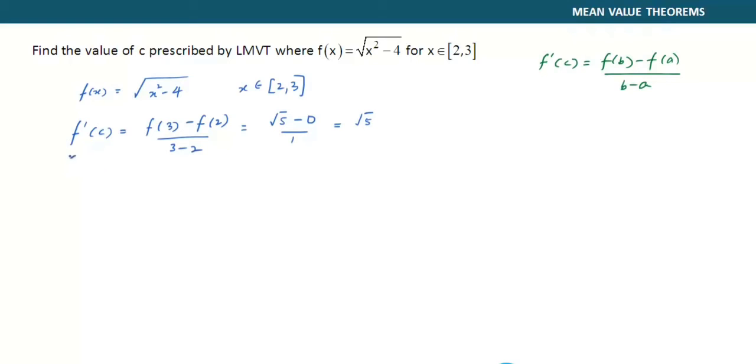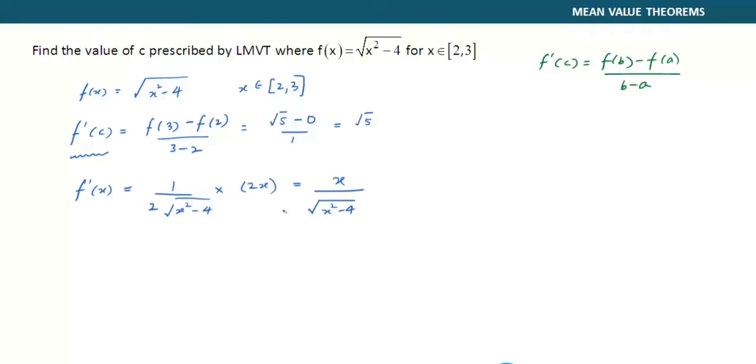So for finding f'(c), as we did in Rolle's theorem, let us first of all find the derivative of this particular function. So what will be the derivative? This will be 1 by 2 under root x square minus 4, into my 2x, and if we complete this, this becomes x upon under root x square minus 4. So this is the derivative.